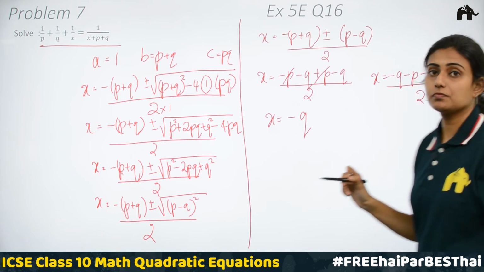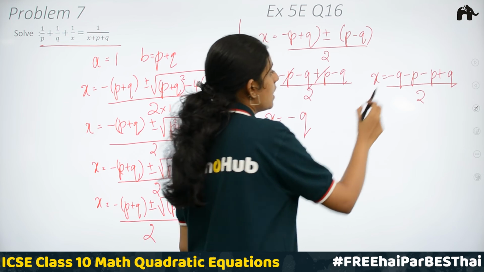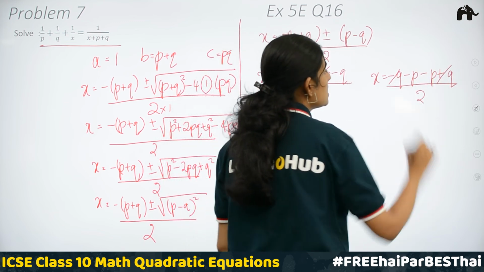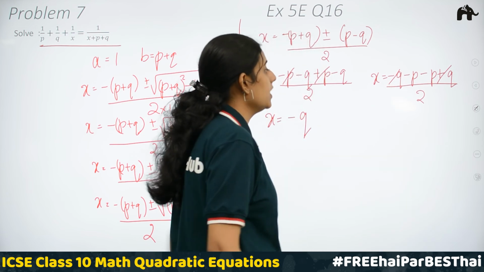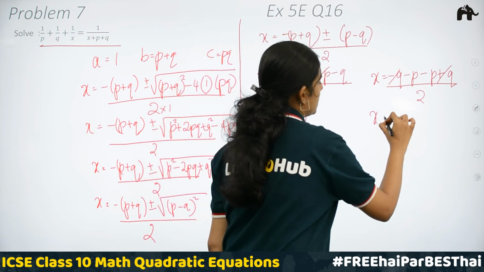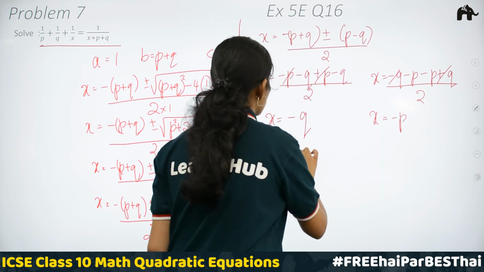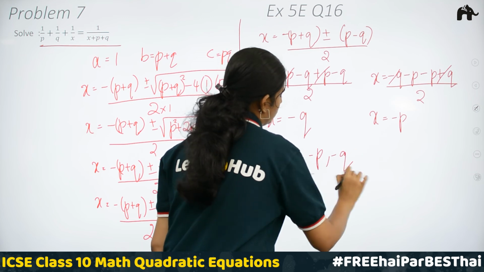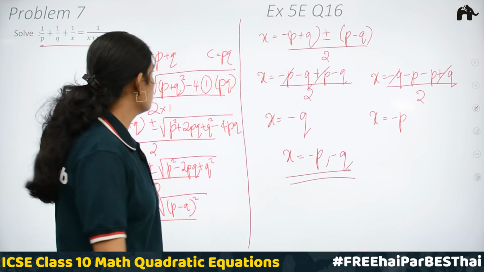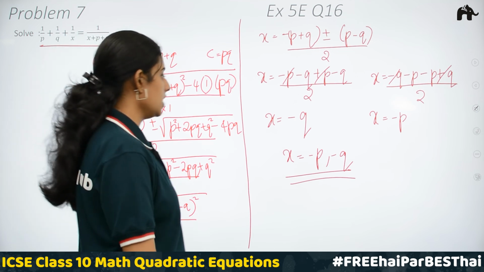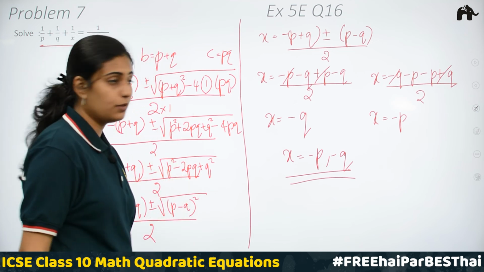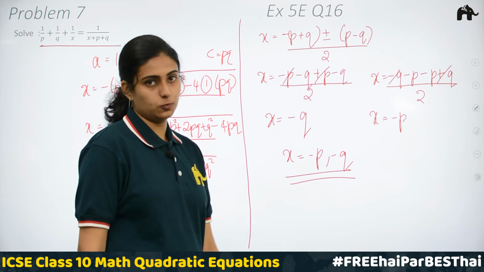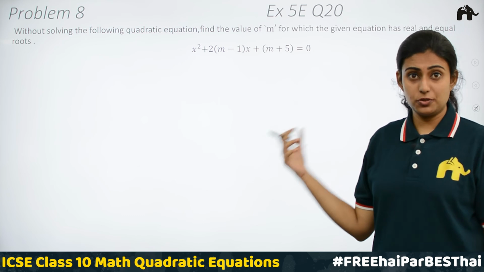Now here we have minus Q and plus Q, that gets cancelled. Then we have minus 2P, minus 2P divided by 2 is minus P. X is equal to minus P. The possible values of X are X is equal to minus P, minus Q. Clear? The roots of the given equation, after converting to the standard form, we get X is equal to minus P and minus Q.